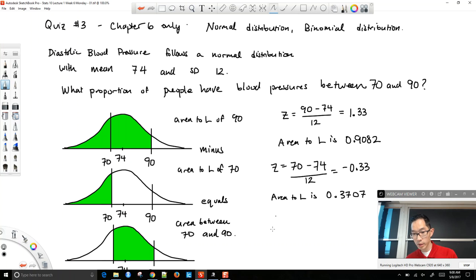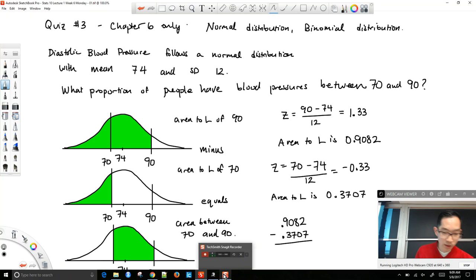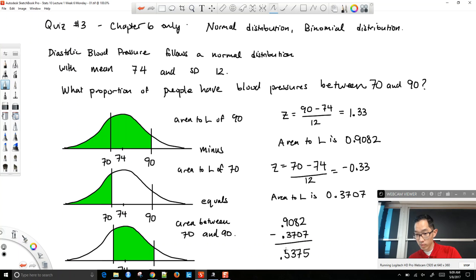And therefore the area between is going to be 0.9082 minus 0.3707. And that will give me the area between, 0.5375. And there's our answer here.